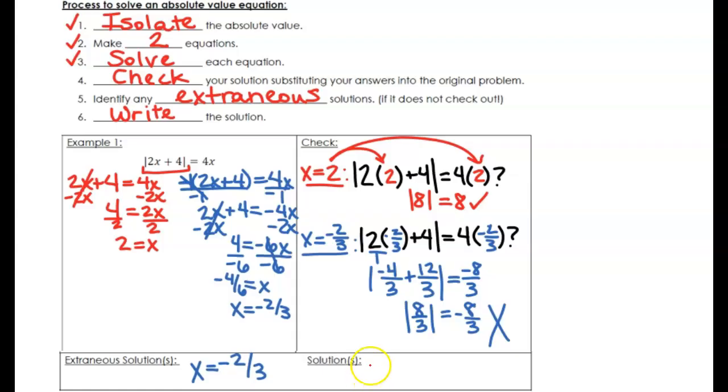However, the 2 was a solution, so it's in my solution set. Remember when we write set notation? We open with a brace, we put our content, and then we close with the brace. So when I talk about the solution set, you're putting that number of solutions in braces. Okay, so let's move to the next one.